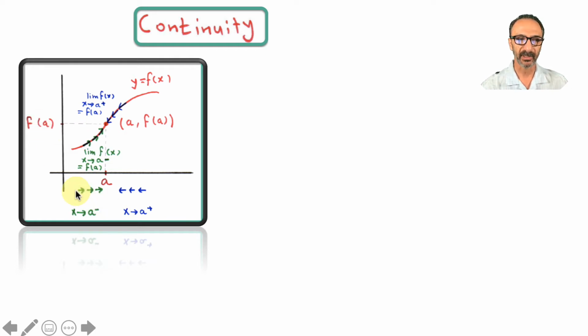As x approaches a from the left, you are going up on the curve this way, so you are approaching this point. So the limit from the left is actually also f of a. And when you approach a from the right, we write it as x approaches a from the right. Notice in blue here that you are on the curve coming down, approaching the same dot. So the limit of f of x as x approaches a from the right is also f of a.